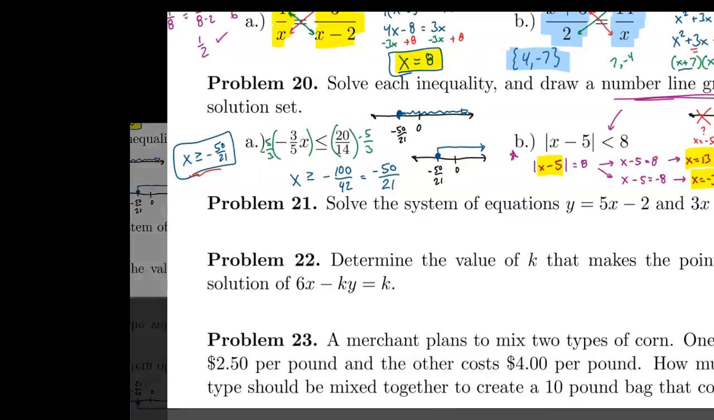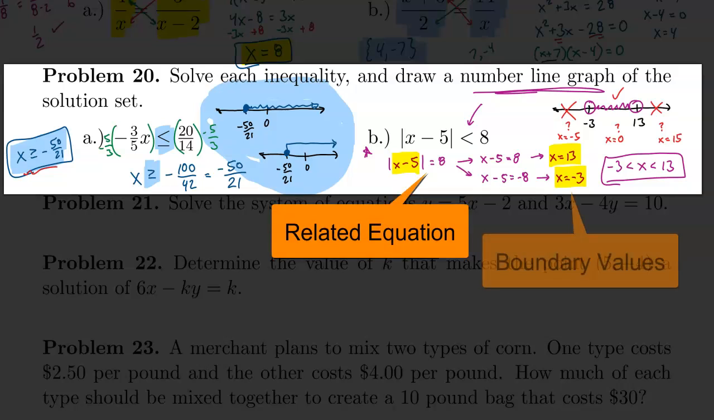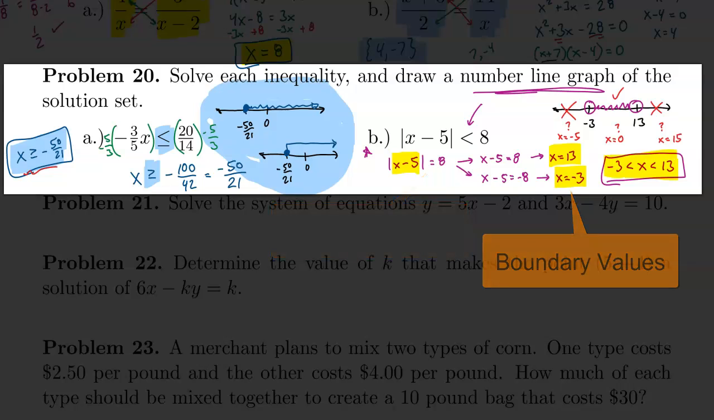So to summarize our results here, in the first inequality, we saw that x has to be greater than or equal to -50 over 21. We had to be sure to reverse the direction of the inequality when we multiplied by that negative number. And we graphed our solution set in two different ways here. In part B, we took a slightly different approach. Using the related equation, we found boundary values of 13 and -3, and then determined that the x values between those boundaries satisfy the inequality by testing points from each of the three regions created by those boundary points, -3 and 13.